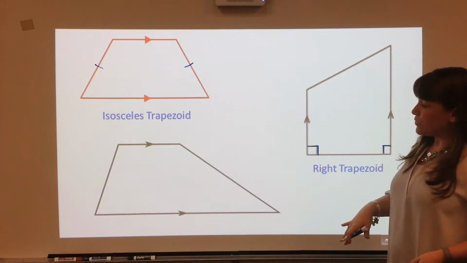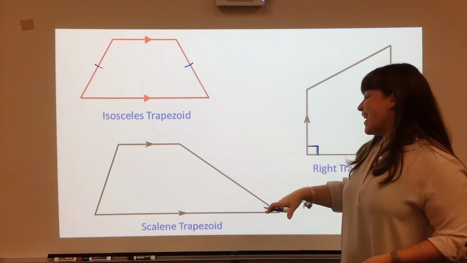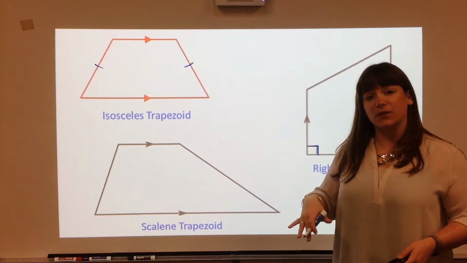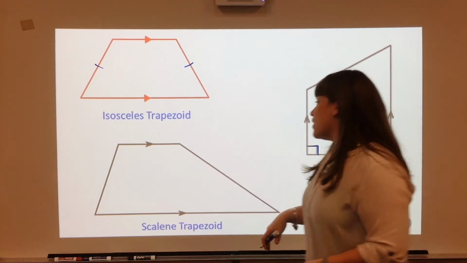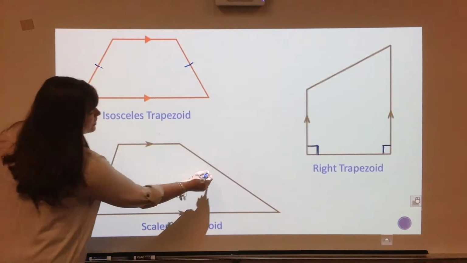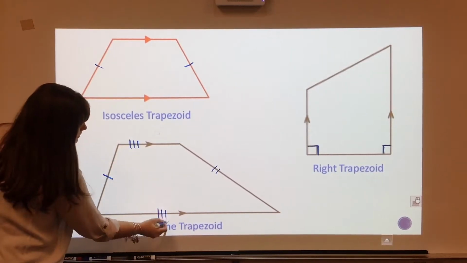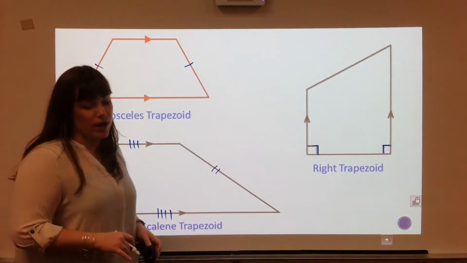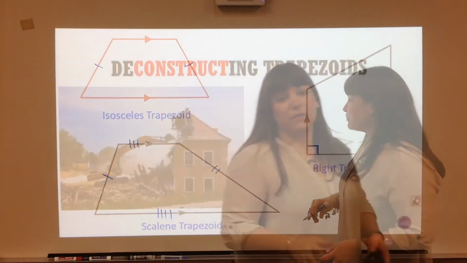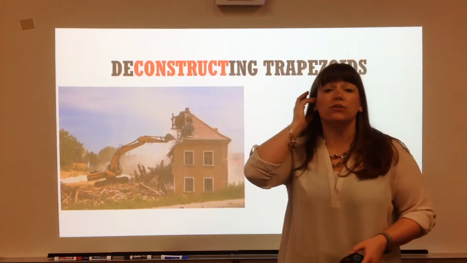The third trapezoid is called a scalene trapezoid, and that is because all of these sides are different lengths. Just like a scalene triangle has all the sides different lengths, a scalene trapezoid has different lengths for all of its sides. So this leg is different than this leg. This base is a different length than this base. So you can go ahead and put those hash marks in, fill in the names of the trapezoids, and then we'll move on. The first thing I wanted to talk about regarding a trapezoid is this idea of deconstructing.